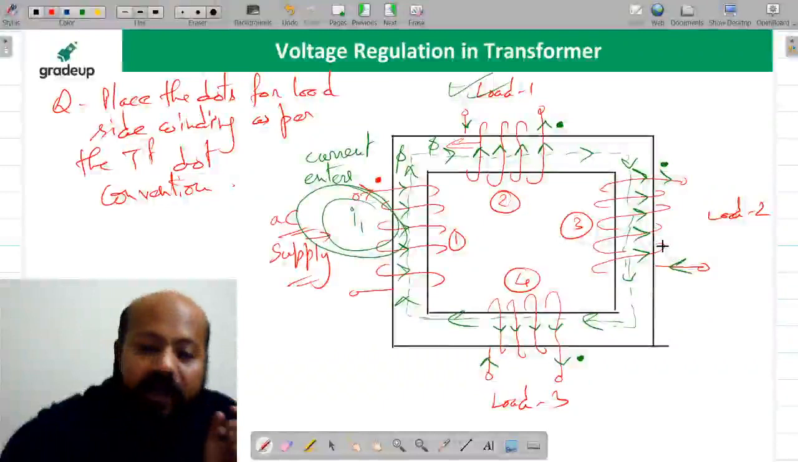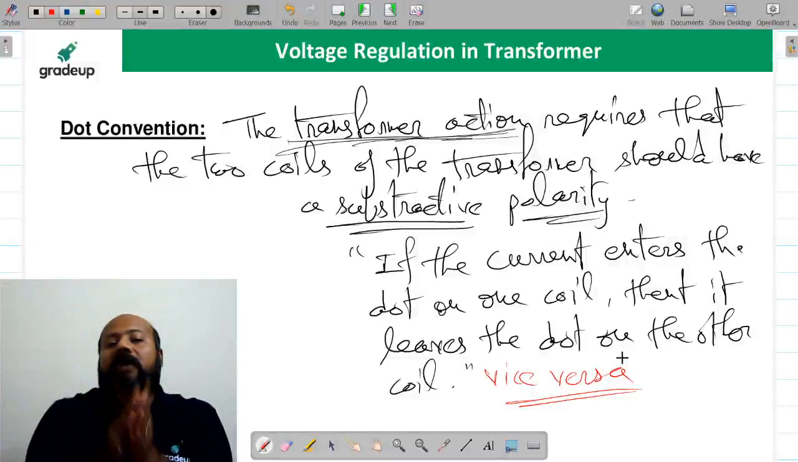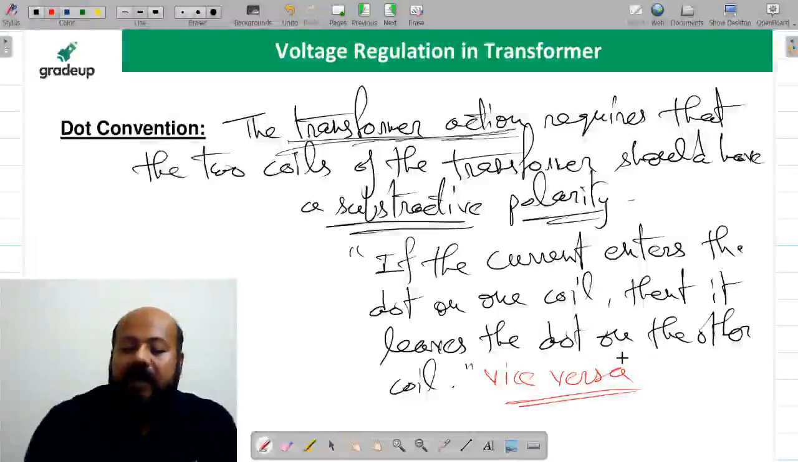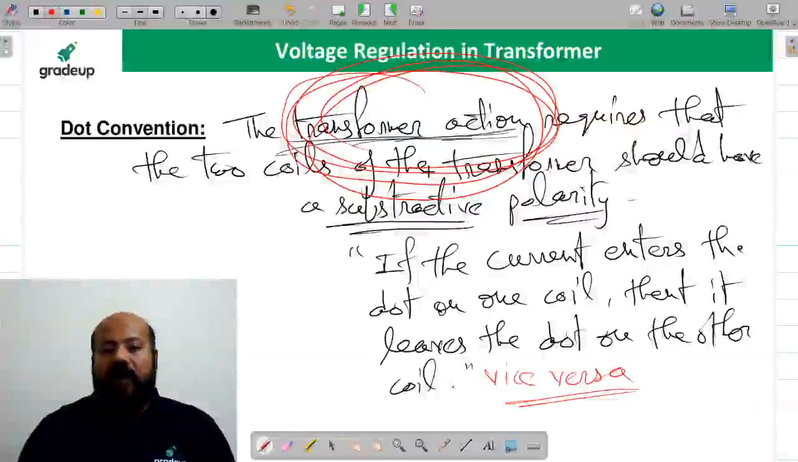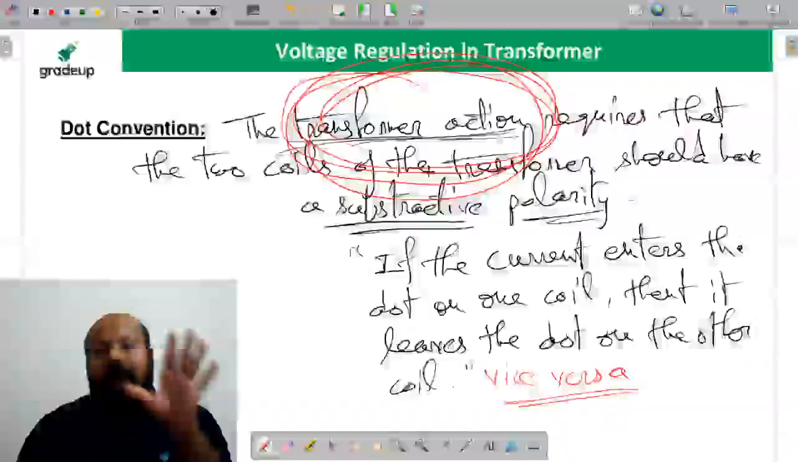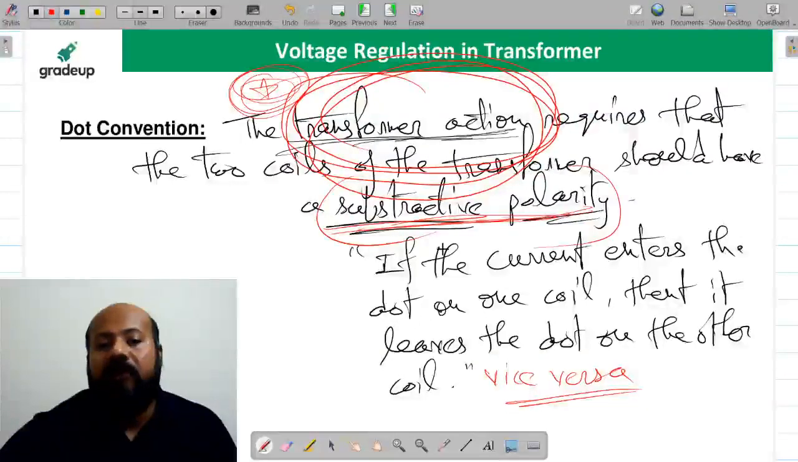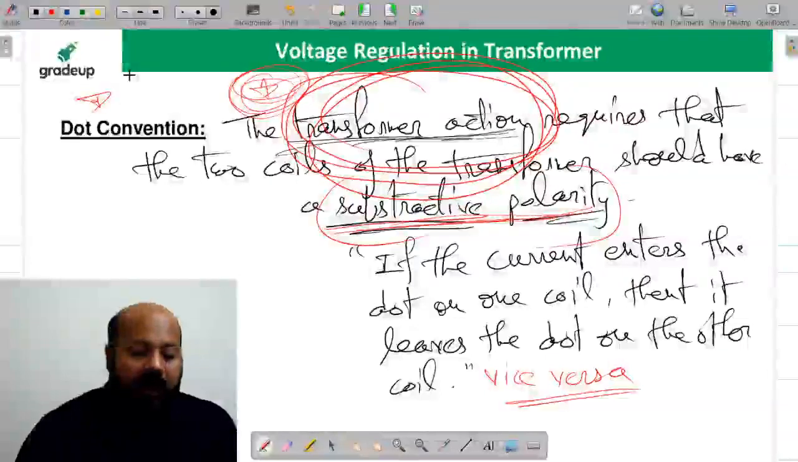See Ranjit, it is vice versa. What is the meaning of vice versa? Suppose the current is leaving the dot at the supply side, so on the load side the current should enter the dot. The basic idea is that because of the transformer action, we will discuss this today itself. What is this transformer action? Don't worry, just have patience and stay with me. Because of this transformer action, the two coils of the transformer should have a subtractive polarity. For that purpose, we have this dot convention for the transformer. I hope it is clear to all of you.